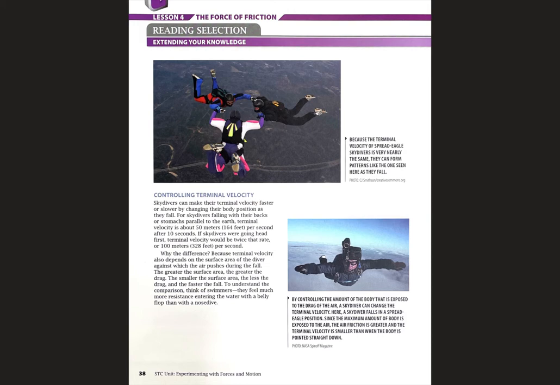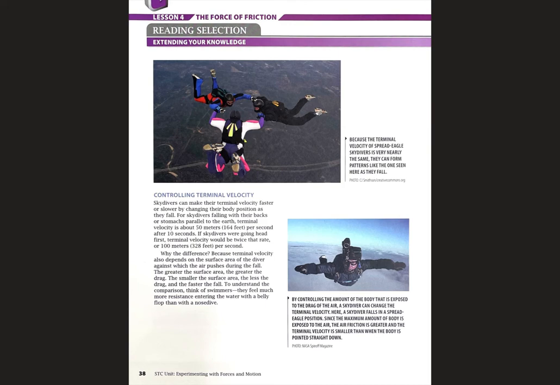By controlling the amount of the body that is exposed to drag in the air, a skydiver can change the terminal velocity. A skydiver falls in a spread eagle position since the maximum amount of body is exposed to the air. The air friction is greater and the terminal velocity is smaller than when pointed straight down. So that's what they're talking about, is the way they're holding their bodies.